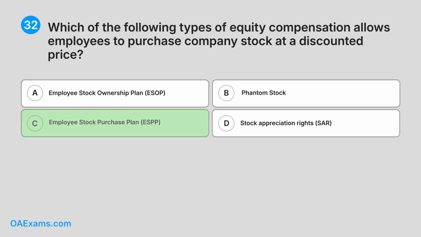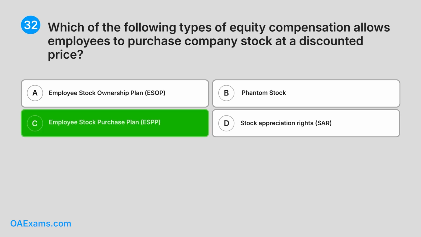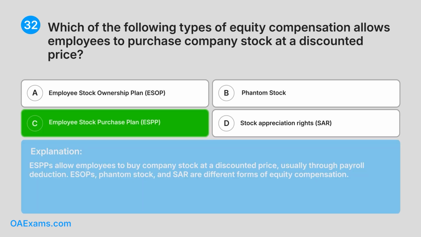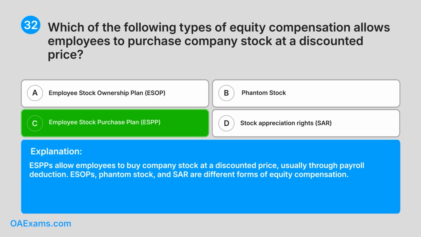Correct answer. C. Employee Stock Purchase Plan, ESPP. Explanation. ESPPs allow employees to buy company stock at a discounted price, usually through payroll deduction. ESOPs, phantom stock, and SARs are different forms of equity compensation.